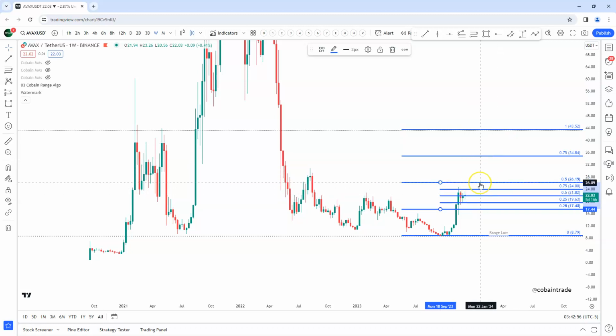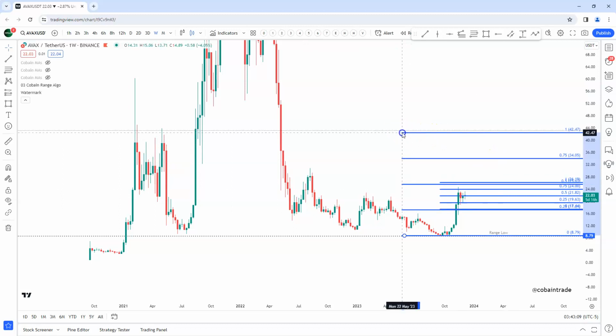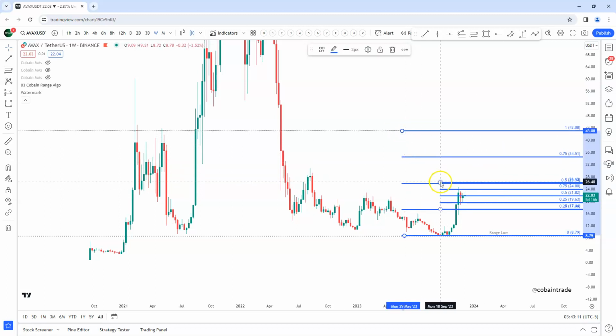Flips that, uses that 22 as support. Then we're going to look for price to continue up to this 26, which is the important area. Once we get 26 and we hold that, maybe wick under, then we're looking for price to start migrating up towards this. Let's make that a bit tighter. Then we're looking for price to get up to 43.